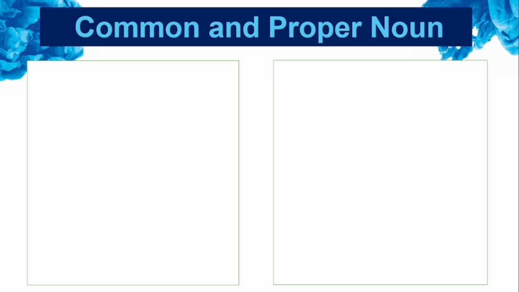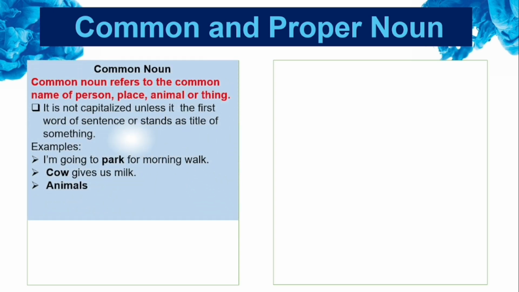So let's move ahead. The first ones we are going to discuss here are common and proper noun. And it is better for us if we contrast them. When we compare the two, we will understand better what is the difference between common and proper noun. So firstly we will focus on common noun. Basically they refer to the common name. It's a general name.